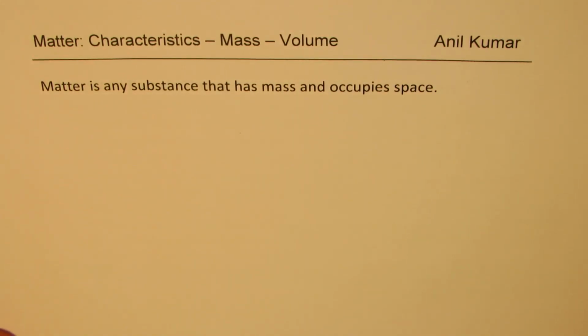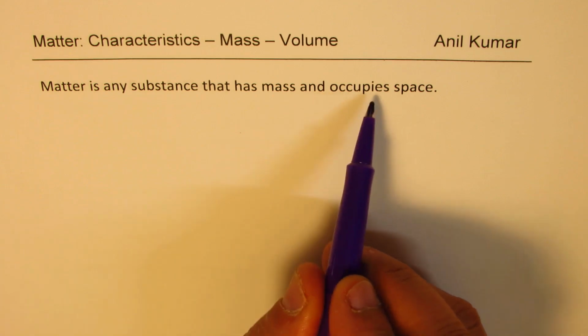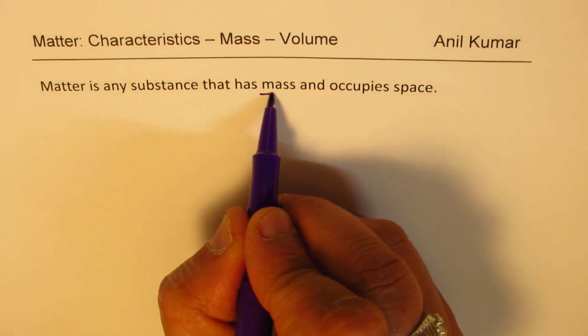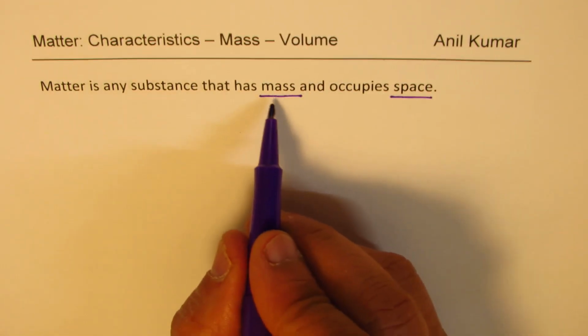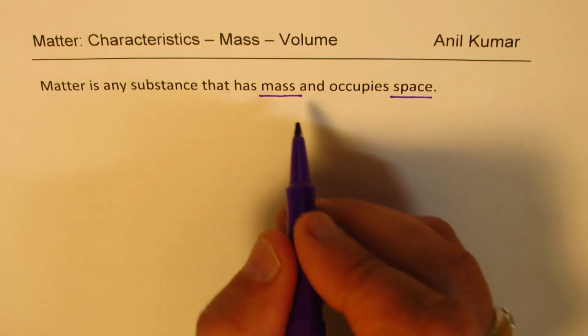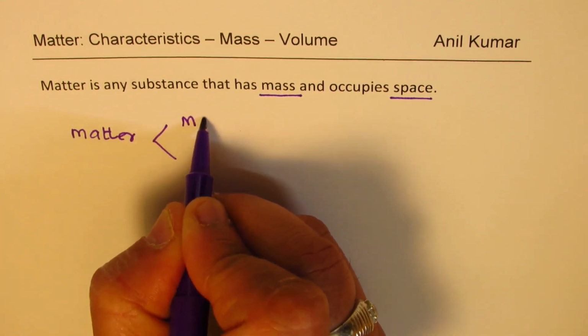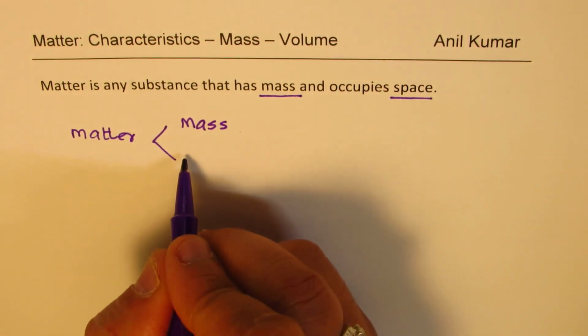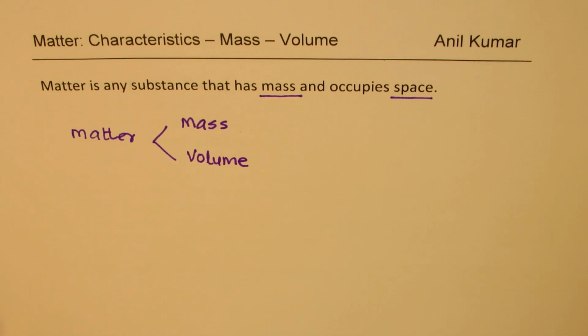So when I say what is matter, then matter is any substance that has mass and occupies space. So there are two things very critical: mass and it occupies space. So matter has two things, which is mass and volume. So when we say space, that means volume. Correct? Now in particle theory, which we'll just soon touch upon, we know there are particles, right?